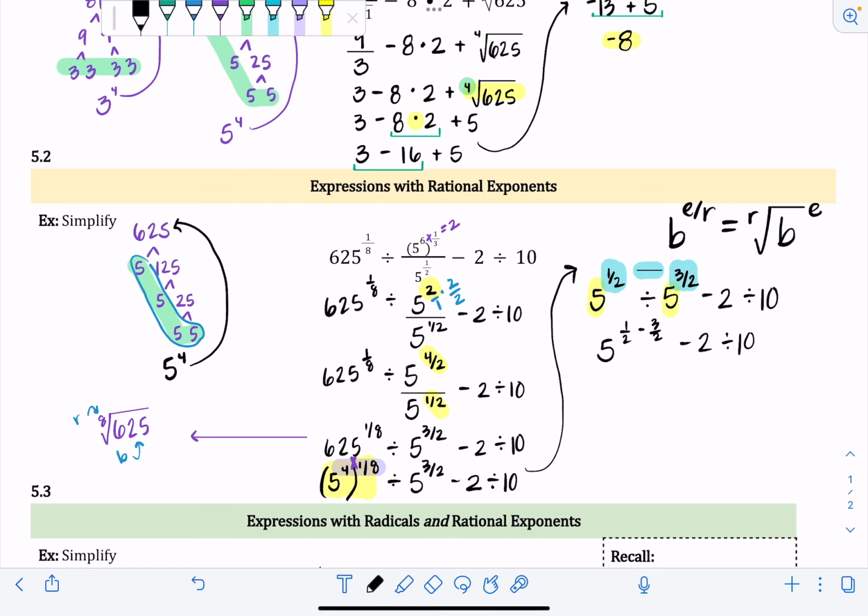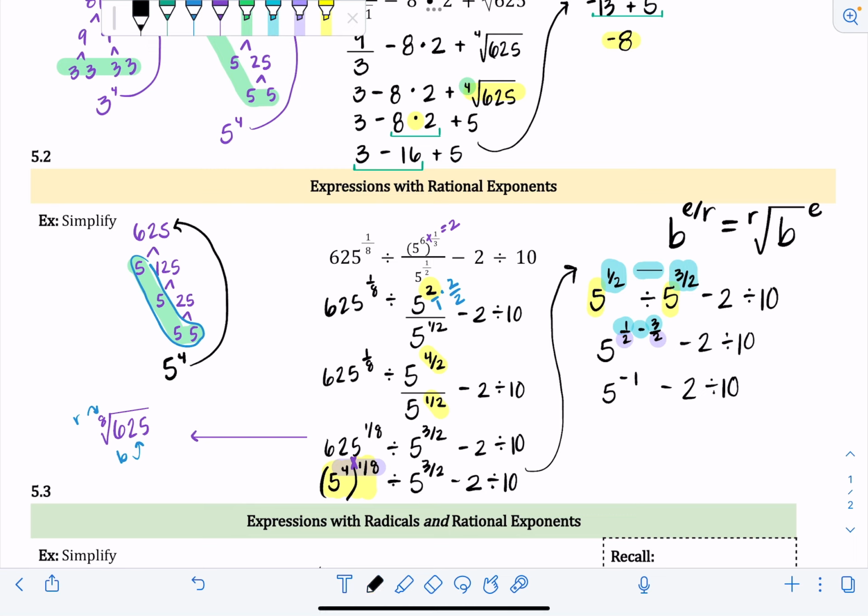We're getting closer. If I do 1/2 minus 3/2, I just need to subtract the numerators. So 1 minus 3 is -2. So 5 to the -2 halves, which, remember, when you add or subtract fractions, the denominator stays the same. So that 2 stays the same. And then I'm going to copy down the rest of my problem. So -2 divided by 10. And then hopefully you'll recognize that the exponent, -2 over 2, is the same thing as -1. So I'm just going to erase that and replace it with a -1.